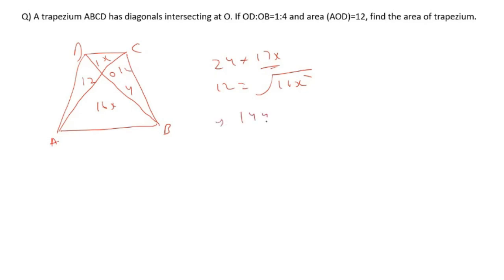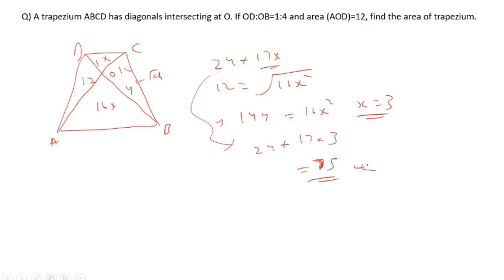Each of these areas is root AB, that's why. 144 equal to 16x square, x equal to 3. So the total area would be 24 plus 17 into 3, which is 24 plus 51, which is 75 actually. Done. So again, a simple question, just making use of the concept of how the areas get distributed in a trapezium.